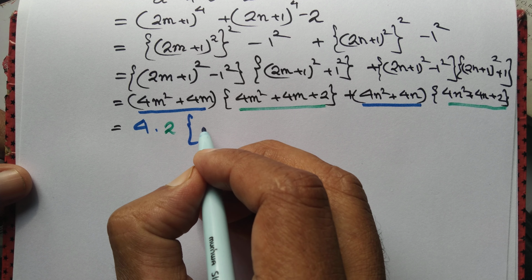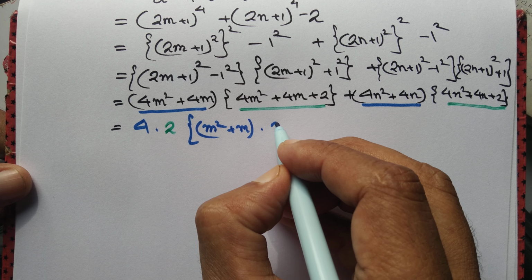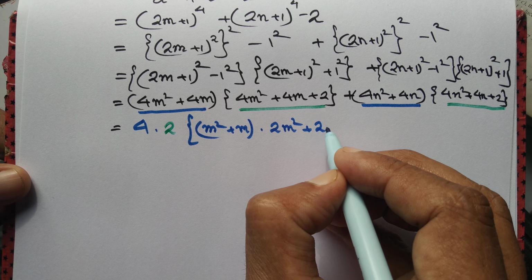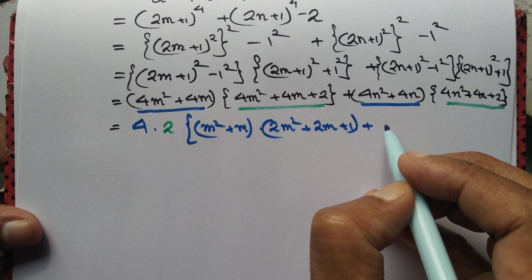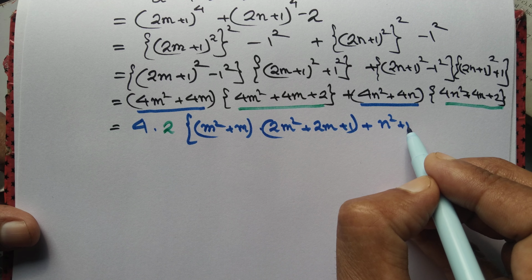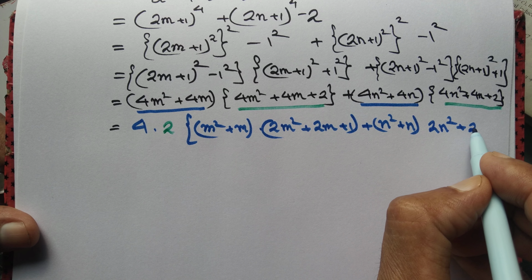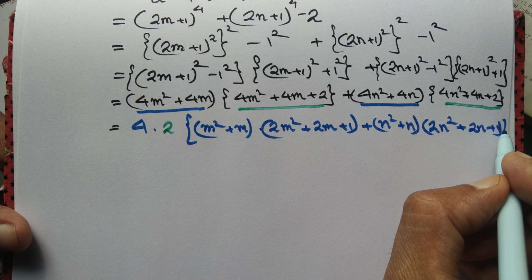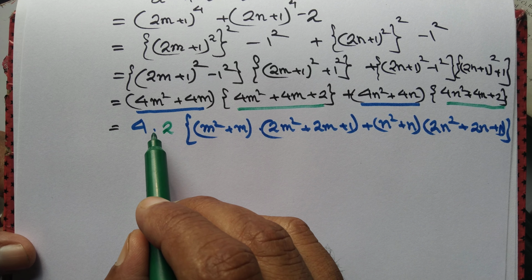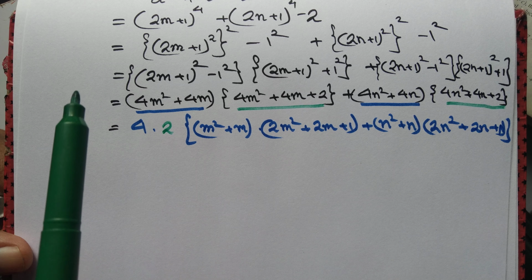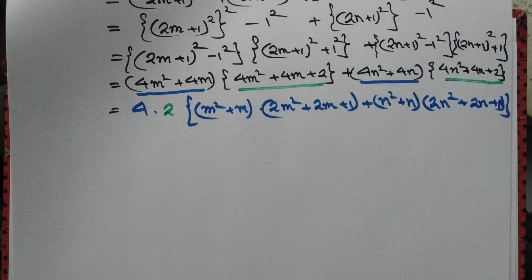So when we take 4 common, we will be left with m square plus m. And then when we take 2 common, we will be left with 2m square plus 2m plus 1. Again, when we take 4 common, we will be left with n square plus n. And then when we take 2 common, we will be left with 2n square plus 2n plus 1. Alright, so we want somehow another 2 common so that we can say that the whole expression is a multiple of 16, or we can say that a to the power 4 plus b to the power 4 minus 2 is a multiple of 16.